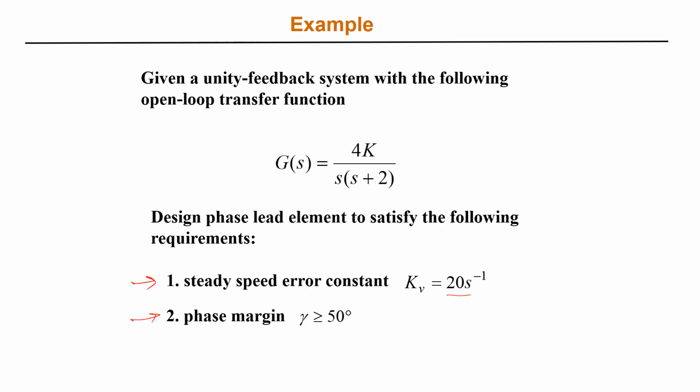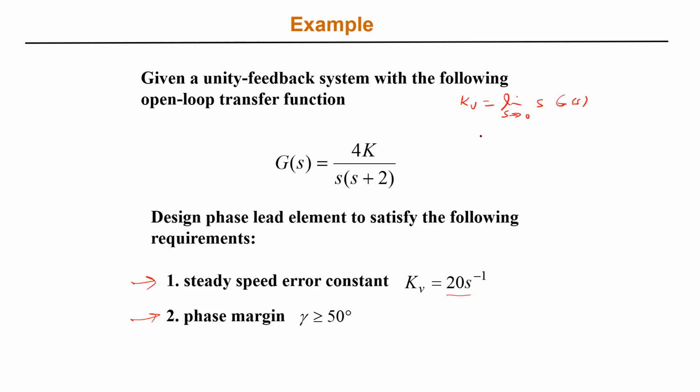Now, what is KV in terms of the system in here? I would like to determine first of all K, which will give me this steady state error constant. So KV equals the limit as s goes to 0 of sG(s).